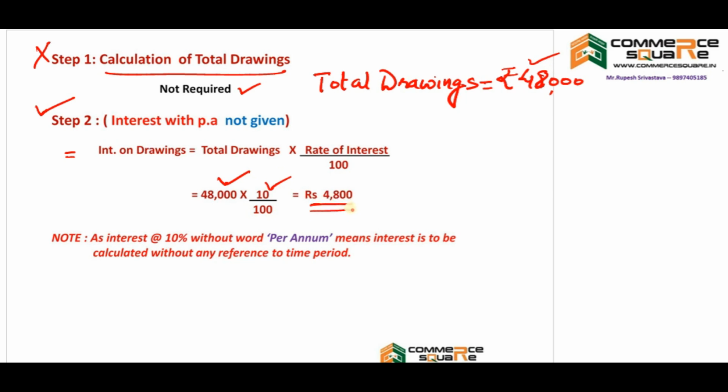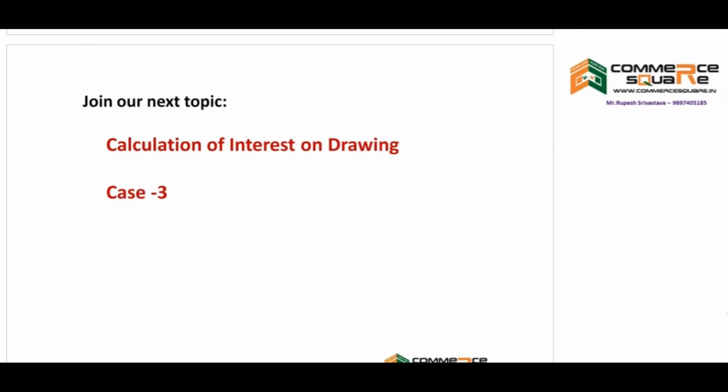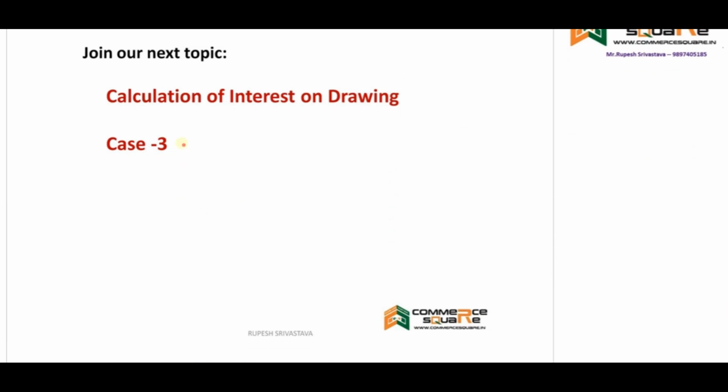So I hope students, all of you have got this, what the difference is between case 1 and case 2, how you can differentiate between case 1 and case 2, and how you can differentiate between case A and B of case 2, right? So that's it. We are going to see the next topic, that is the last topic, case 3, while doing the calculation of interest on drawing.